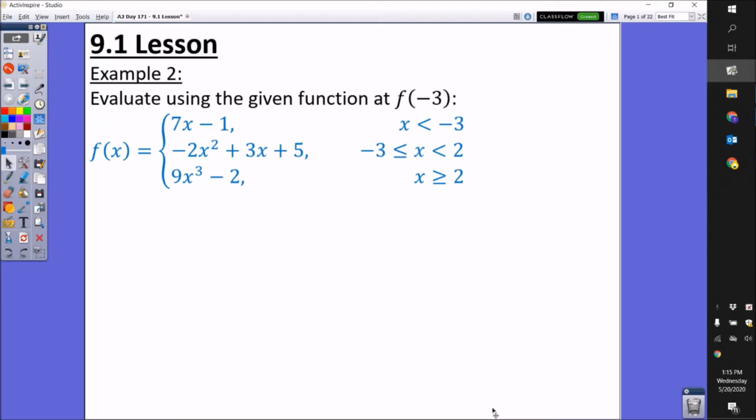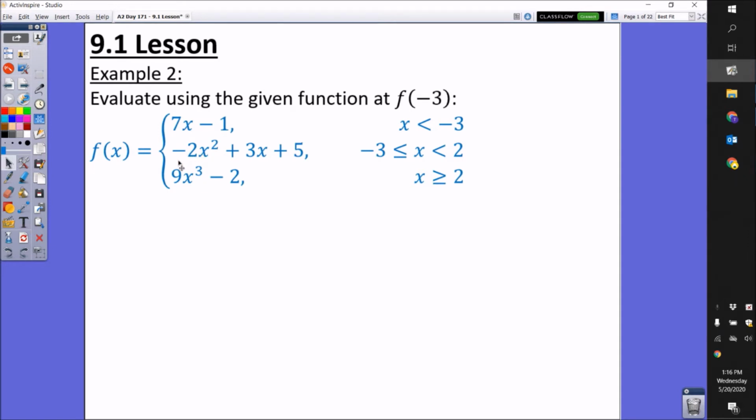Welcome back to 9.1. Now we're working on example 2 for evaluating piecewise functions. So let's take a look at example 2. Here we have f of x equals, and now we have three equations inside. Let's take a look at the first one. The first one is 7x minus 1 with the corresponding condition x less than negative 3.